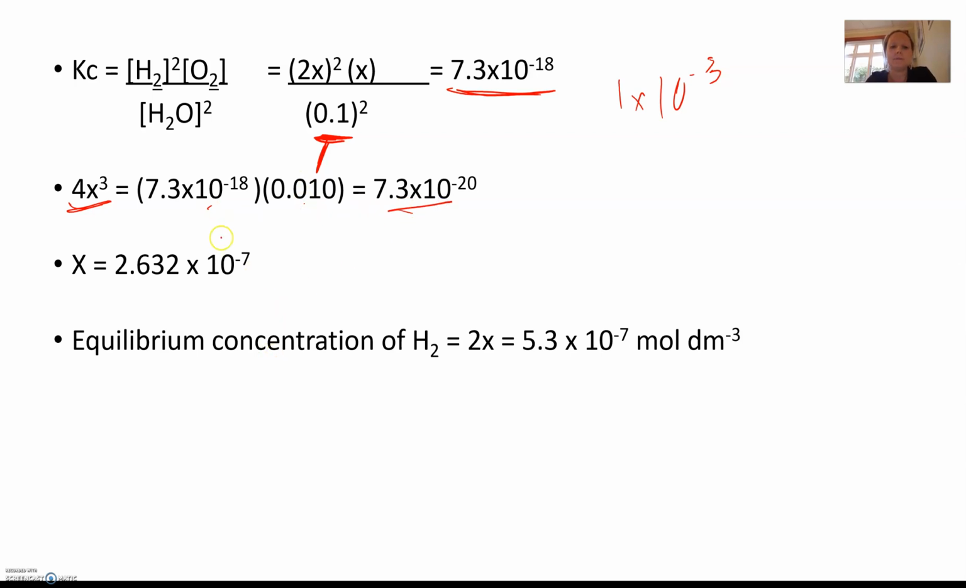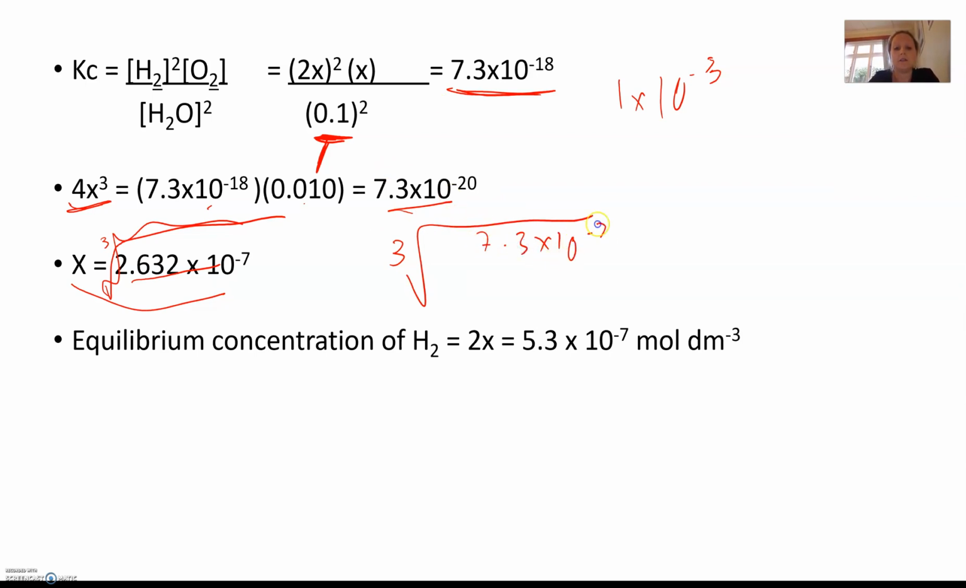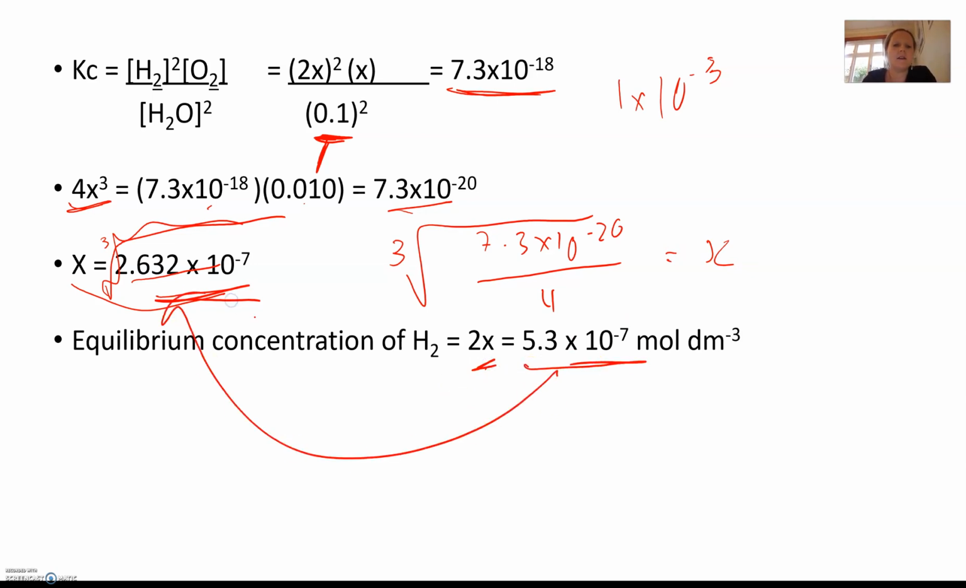Therefore, rearranging and taking the cubed root of that divided by 4, you have to rearrange and solve for x. How they've done that is the cubed root of 7.3 times 10 to the negative 20 divided by 4, and that'll give you this answer here. So make sure you can do that. And then the final thing is that if that's x, then hydrogen was 2x, which will be 2 times that number, so 2 times x. Hopefully that makes sense.